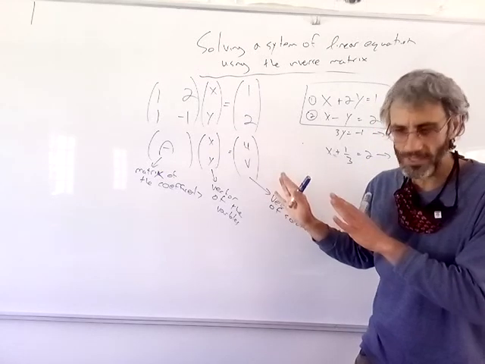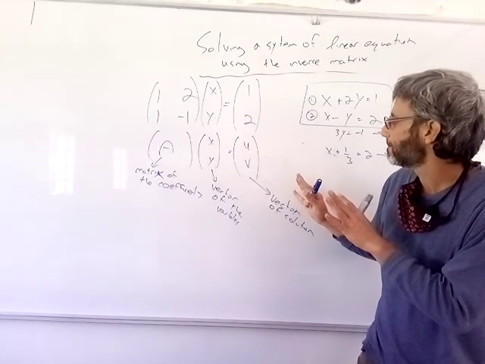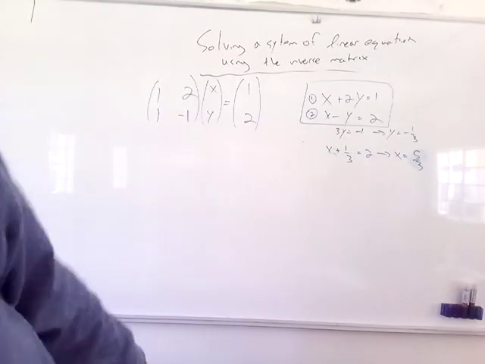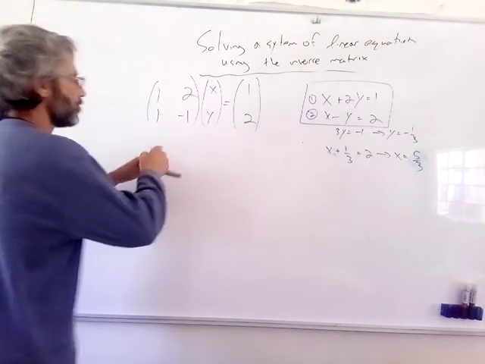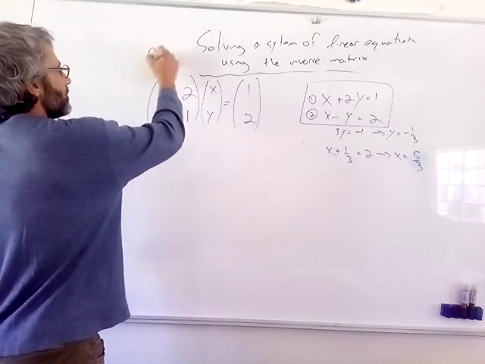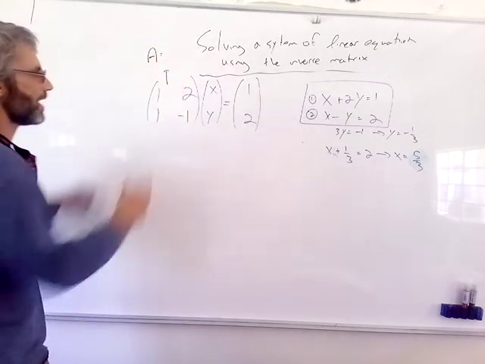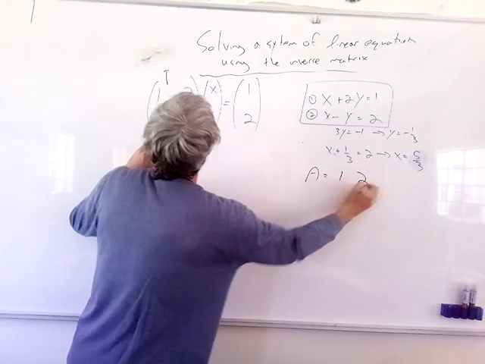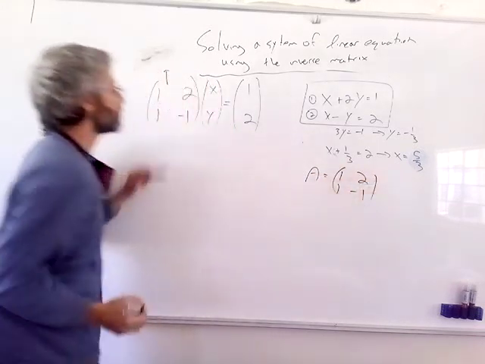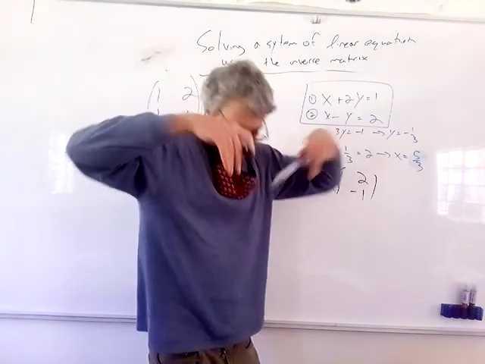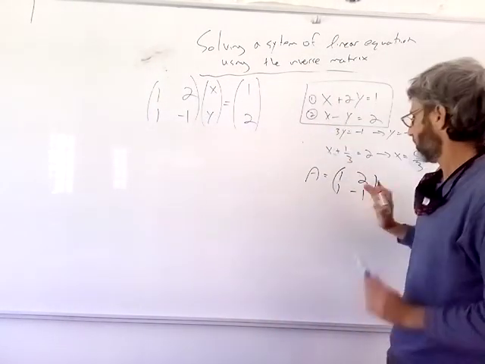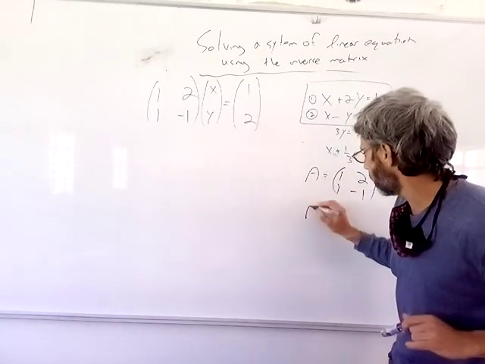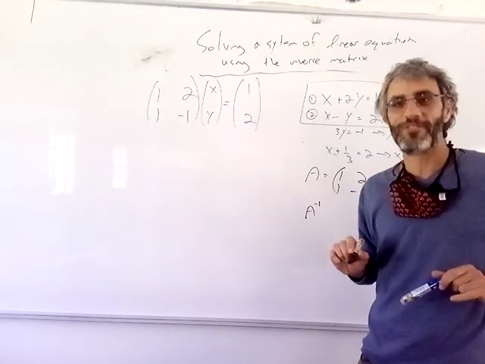Okay? So I'm going to pause here and make some space. Okay. So let's call this A. Let's write it down like here. We're going to say that A is equal 1, 2, 1, minus 1. That's the matrix of the coefficients. Every system of linear equations has what we call a representation matrix. Now, you'll see why in a second, let's find the inverse of that matrix.